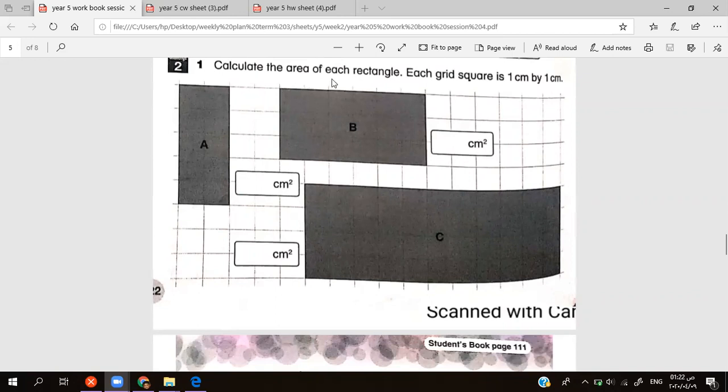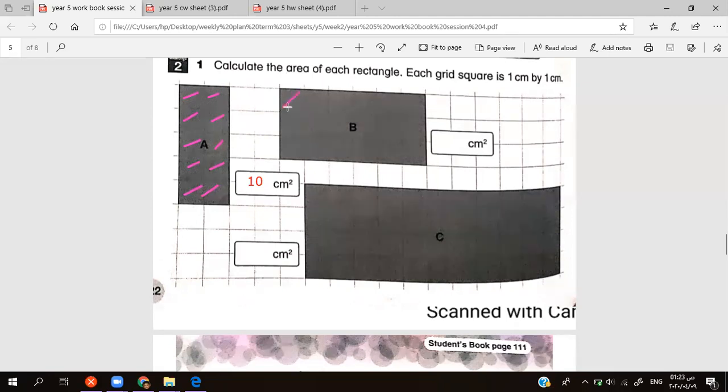Now, calculate the area of each rectangle. Each grid square is 1 centimeter by 1 centimeter. So when I multiply 1 by 1, each square is gonna give me a 1. So I count the square as 1. So 1, 2, 3, 4, 5, 6, 7, 8, 9, 10. So this is 10 centimeters squared. Okay, can you please do B and C for me and come back? Do it quickly.